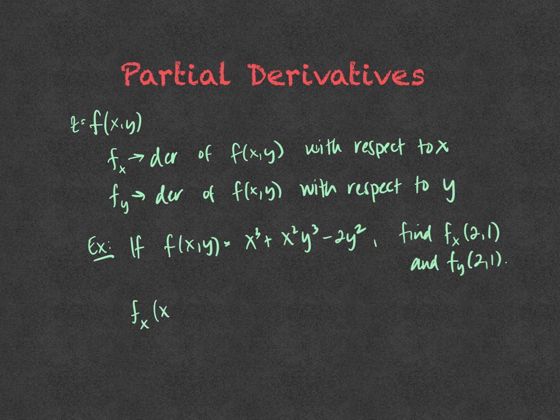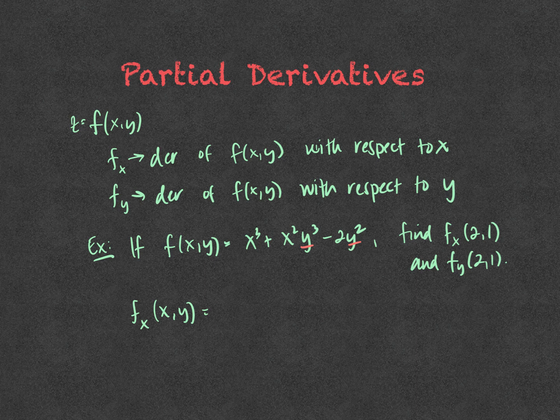So we're going to say the derivative with respect to x of f of x y. We don't use the prime notation. That's used when we have a single independent variable. Here we have two independent variables, so we have to decide which variable we're taking the derivative with respect to. So in this case, the y's are going to stay constant, and the x's are your variables.